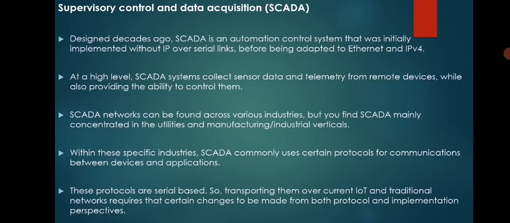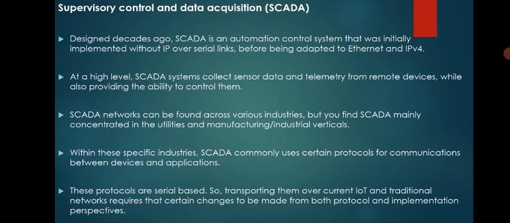Transporting them over current IoT and traditional networks requires certain changes to be made from both protocol and implementation perspectives. As I mentioned in the first part itself, SCADA is working in a serial fashion, but the rest of the IoT network, the total IoT network, is working in a parallel fashion. So we need to go for some kind of adaptation, some certain changes in the protocol perspective, so that we may end up with proper communication.